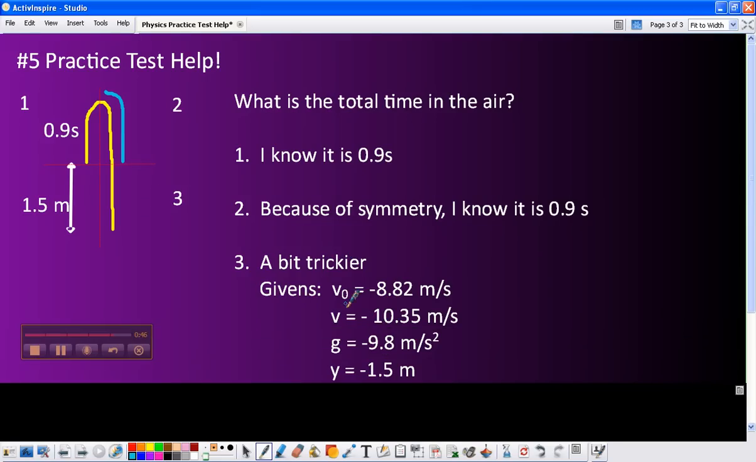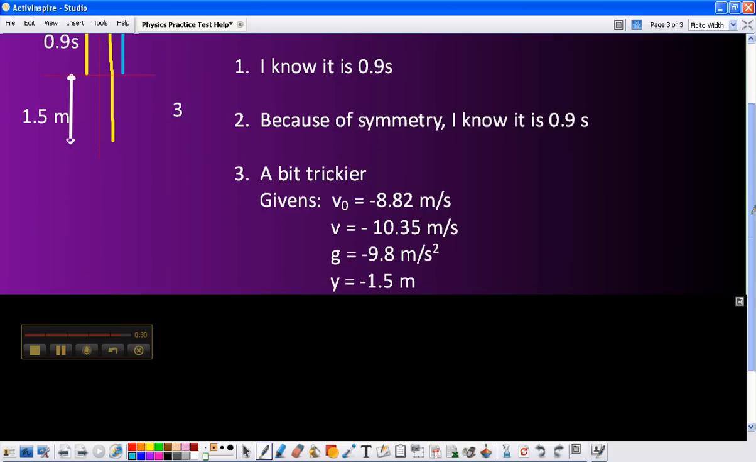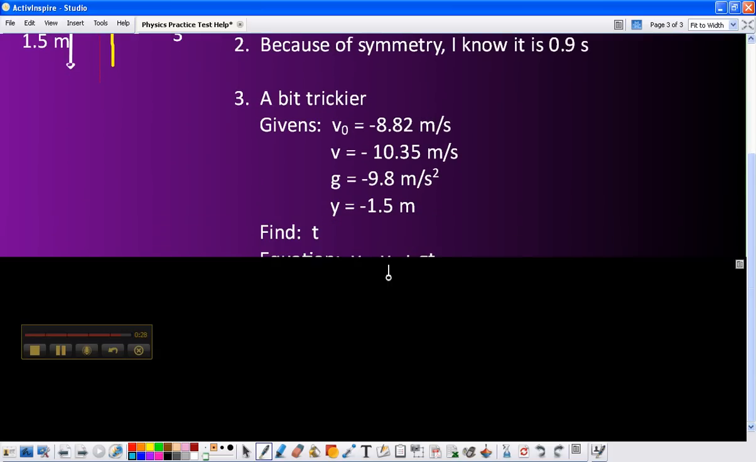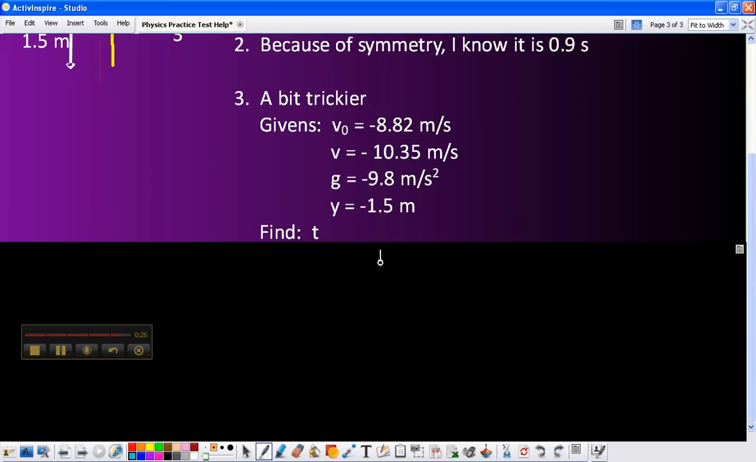Stuff that I know: v naught, we found that from part A, and we made it negative to go along with section 3 over here. Final velocity is what we found in part B. We know g is still negative 9.8, and y is still going to be that negative 1.5 because we're going downwards. So I'm supposed to find t.